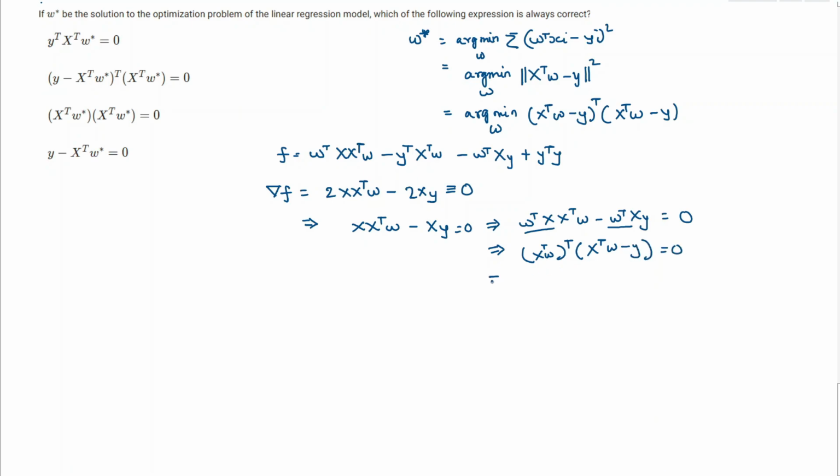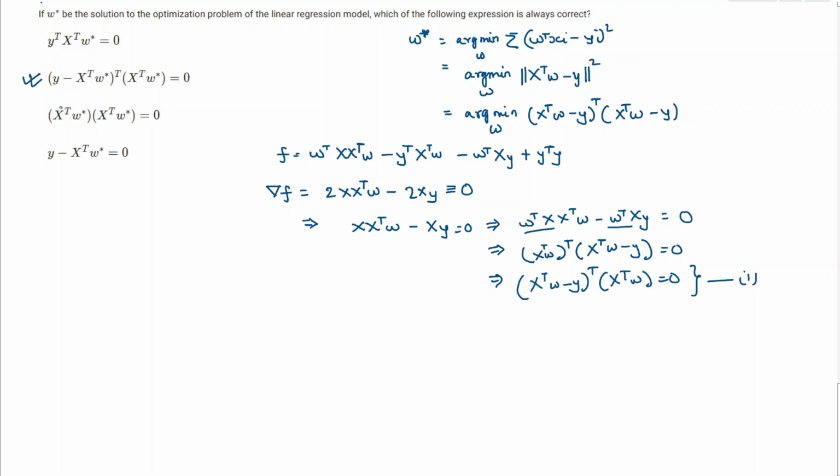Now this is same as saying (x transpose W minus y) whole transpose into x transpose W is equal to 0, right? So this is one of the conditions that W has to satisfy in order to be the minimizer of the objective function, which means the W star will also satisfy this equation. So let me call this 1. And since W star satisfies this condition, we can say that the second option is true. But what about the other options?